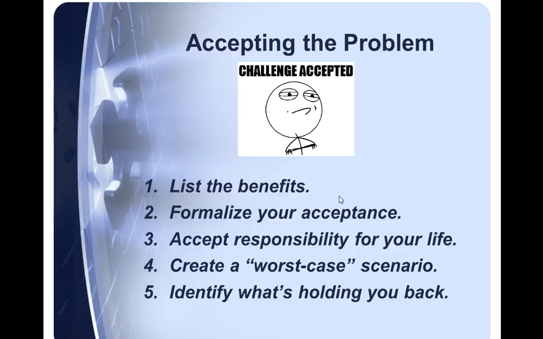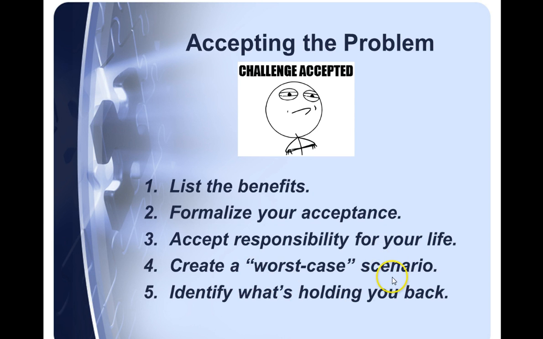Formalize your acceptance. This is really important, guys, and we rarely do this. Even writing a little contract for yourself and putting it up is a big help. So you might want to write a contract and say, I pledge to be out of debt by blank, and you may leave that blank until you start really investigating the problem. Accept responsibility for your life. This is the part where you say, okay, I'm not going to blame anyone else. I'm not going to blame circumstances. I'm going to definitely take control of things and stop placing blame on others.